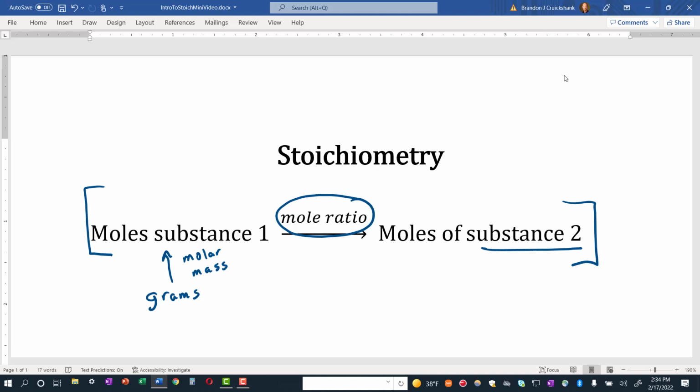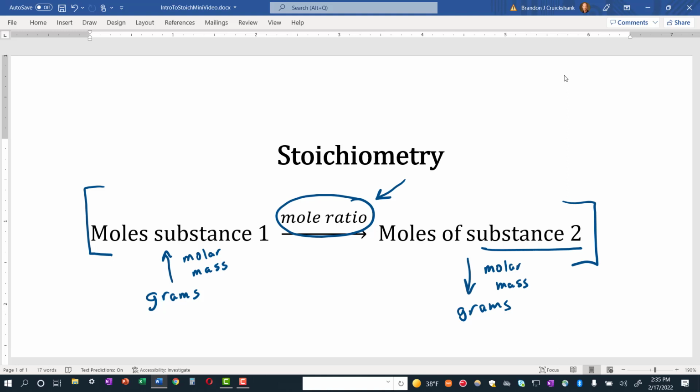Well, maybe the problem asks for grams of that substance. Well, that's not a big deal, right? We know how to go from moles to grams. What do we need? Yeah, molar mass of that substance. Okay? So again, focus on the key concept. Moles of one substance to moles of something else using the mole ratio. If you don't have moles to start, get the moles.